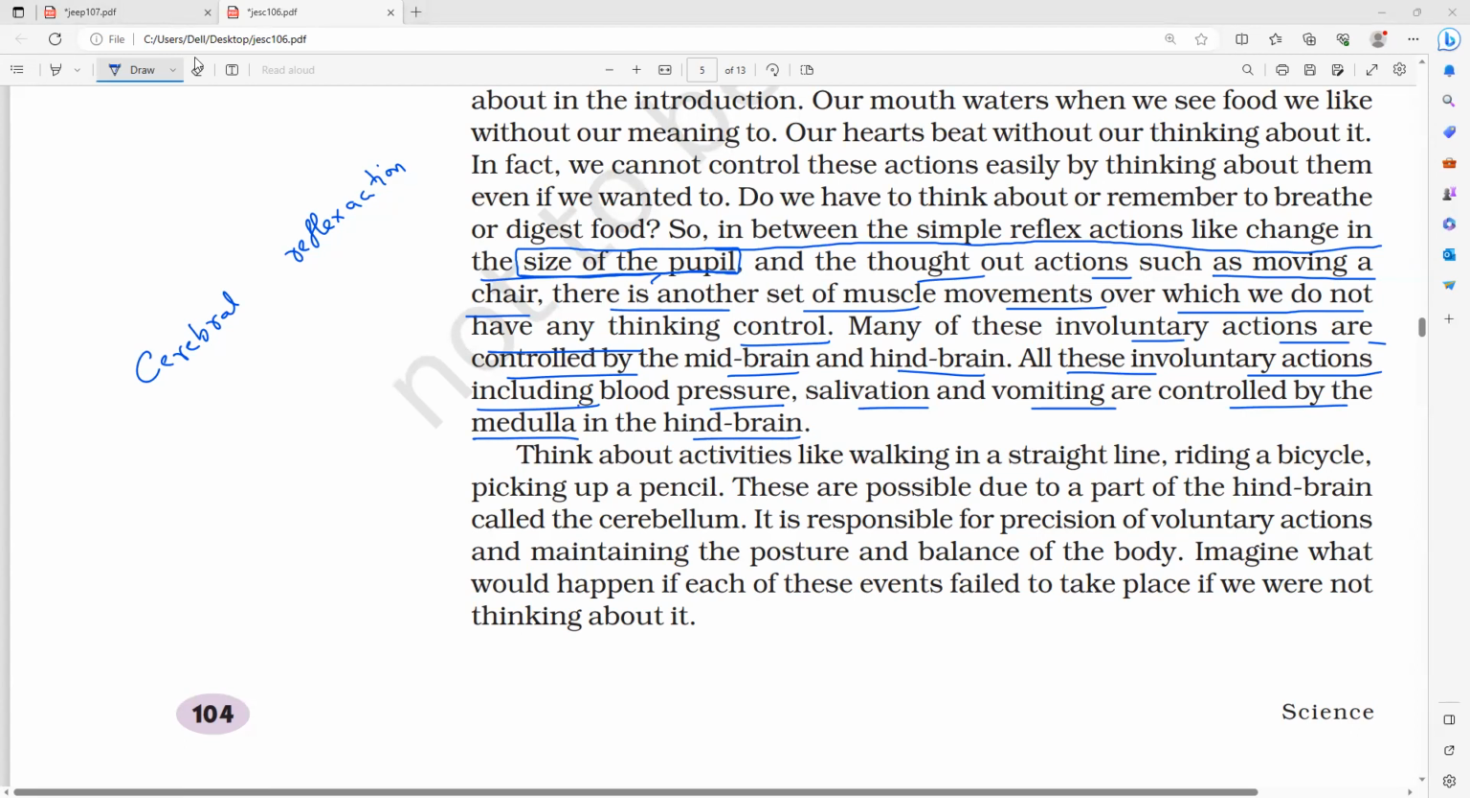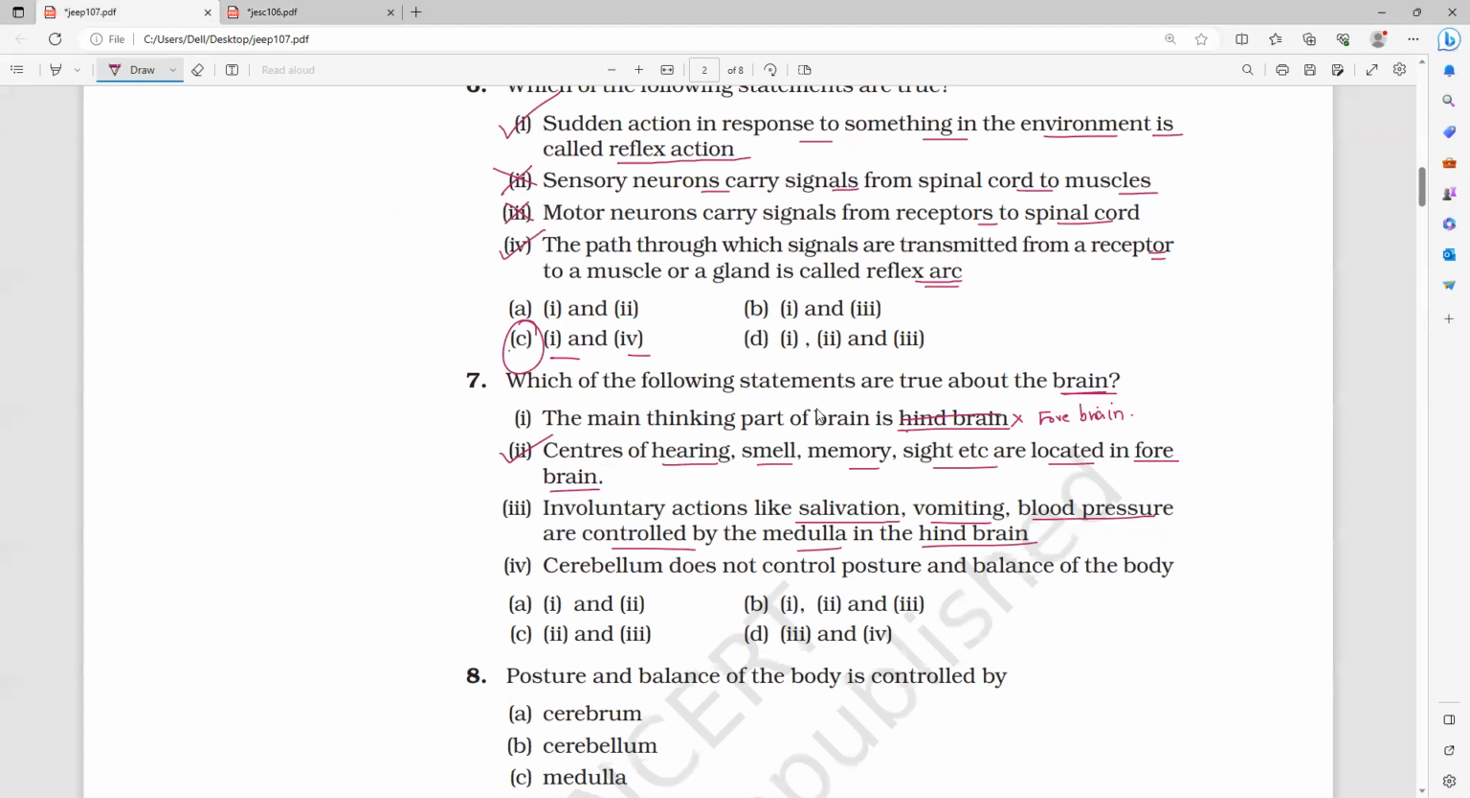Medulla, all the sensations, vomitings, are controlled by the medulla in the hindbrain. So true or false? Everybody. True or false? True. Okay.